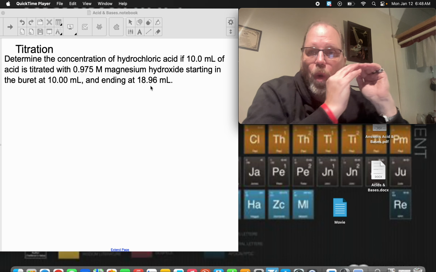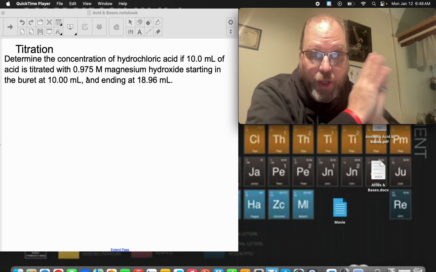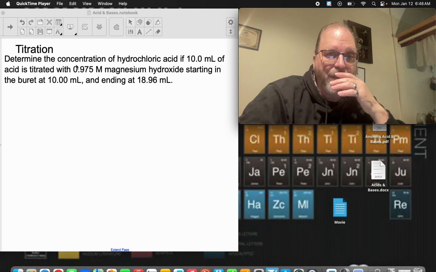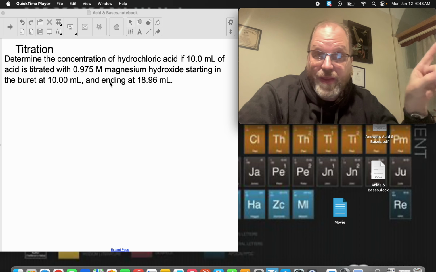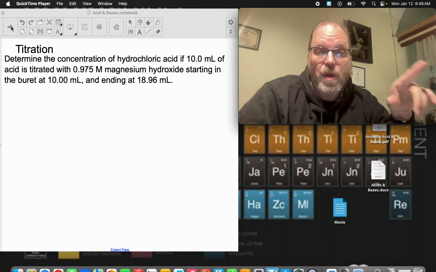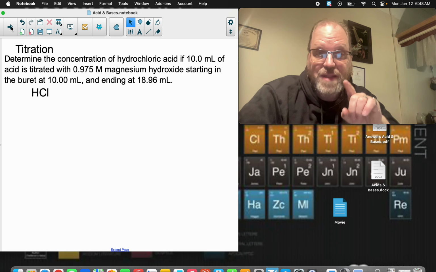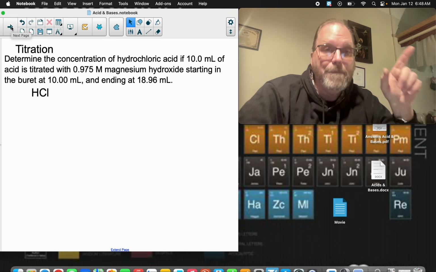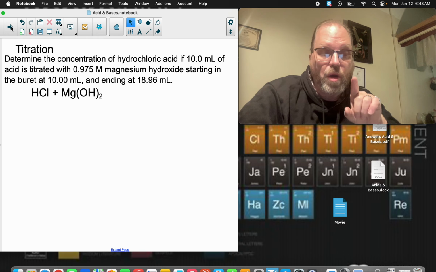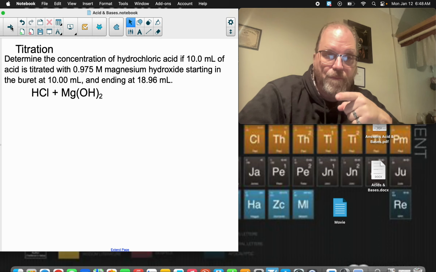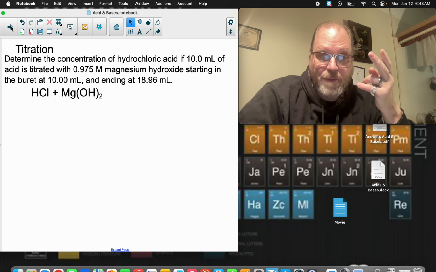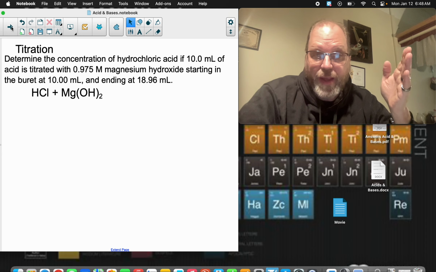And then we always start with the concentration we know. We know magnesium hydroxide. We have two values here. So before we do anything else, though, we have to write the equation. So hydrochloric acid, a binary acid, is HCl, and magnesium hydroxide is Mg(OH)2. So we get OH twice. It's a double replacement or neutralization reaction.